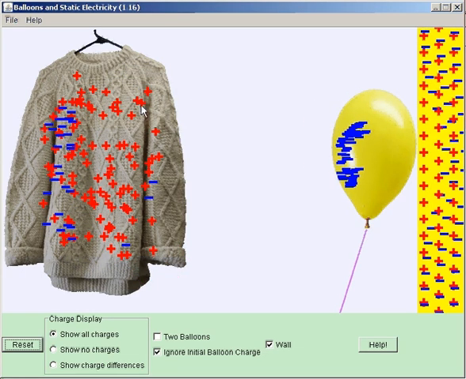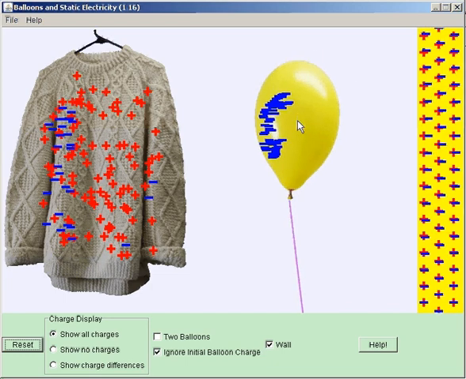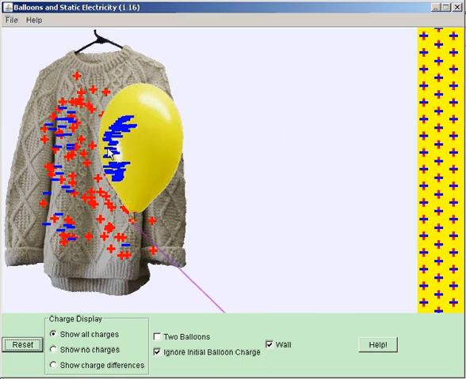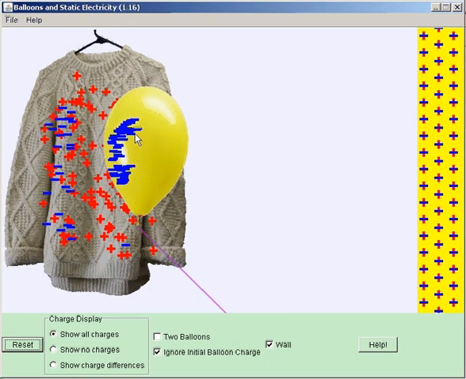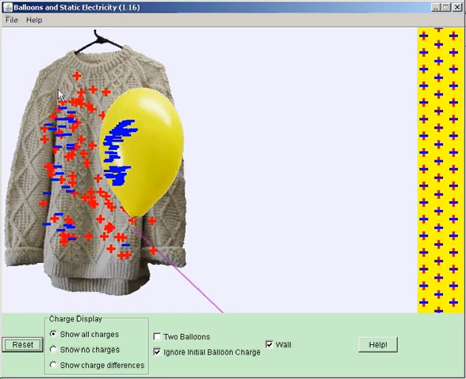The result is this. The jersey is now positively charged overall because it has a lack of electrons. Electrons have been transferred from it to the balloon. The balloon now is negatively charged because it has an excess, too many electrons. So now you'll notice that the jersey is attracted to the balloon, because we learned last week as well that unlike charges attract. We'll investigate that a little bit later.